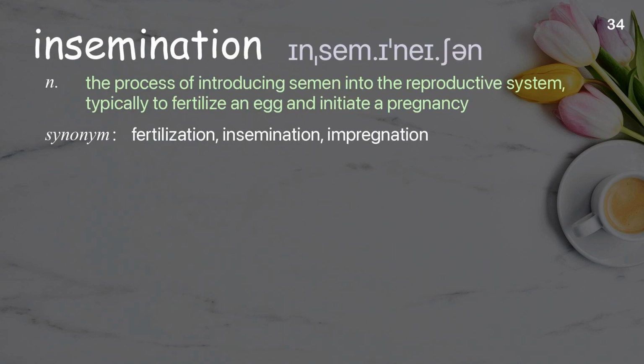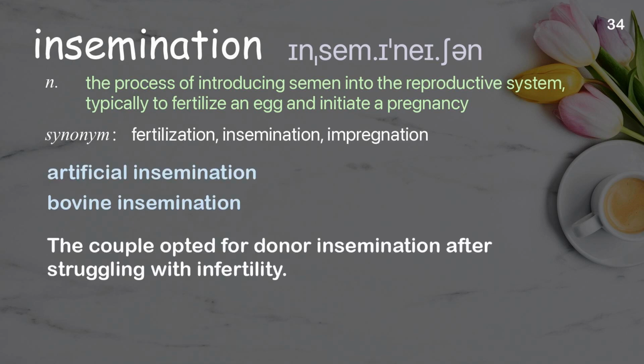Insemination. The process of introducing semen into the reproductive system, typically to fertilize an egg and initiate a pregnancy. Examples: Artificial insemination. Bovine insemination. The couple opted for donor insemination after struggling with infertility.